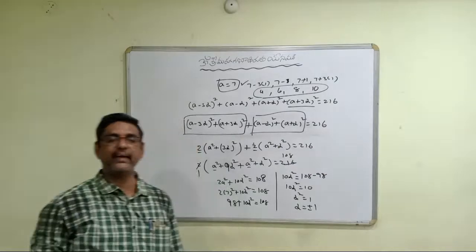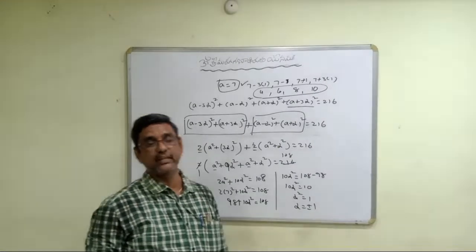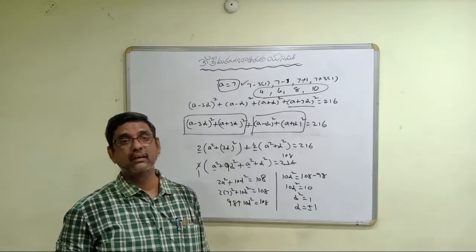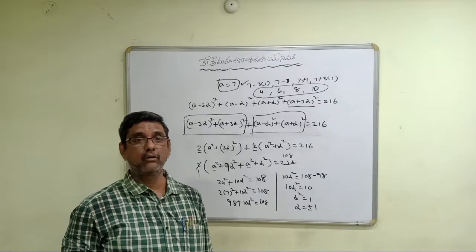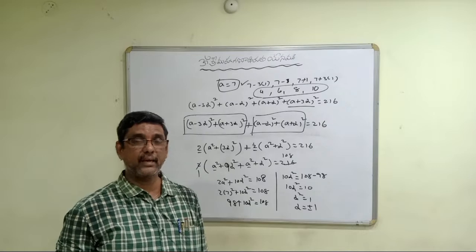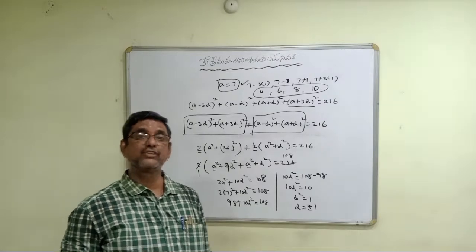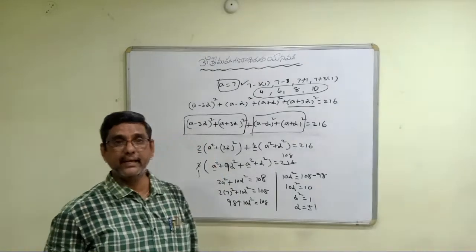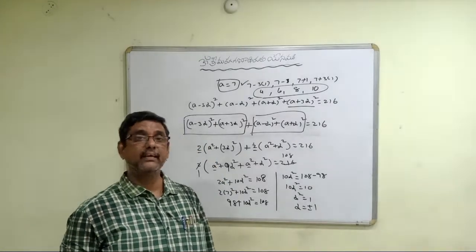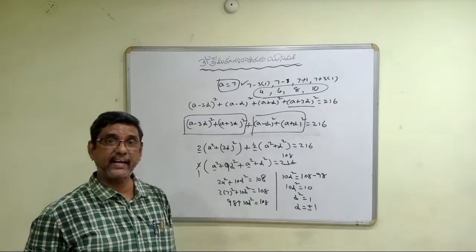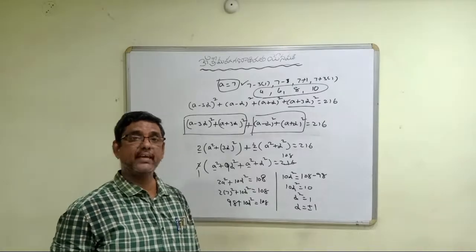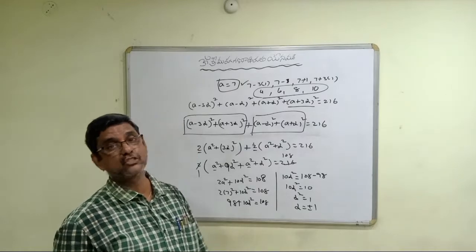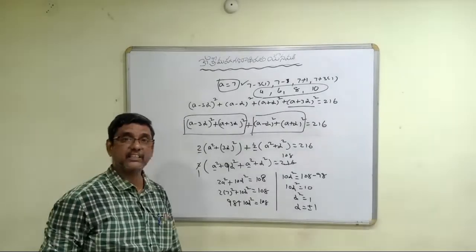So in this way we can solve the problems easily. But you need to take the terms as, if it is 3 terms, a minus d, a, a plus d. If it is 4 terms, you have to take it as a minus 3d, a minus d, a plus d, a plus 3d. If it is 5 terms, a minus 2d, a minus d, a, a plus d, a plus 2d. I told you, which is there in RS Agrawal, you can see that.